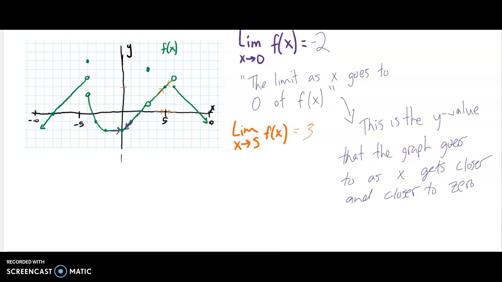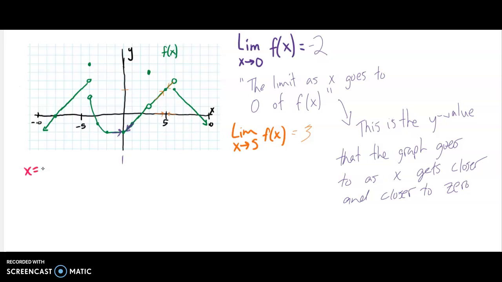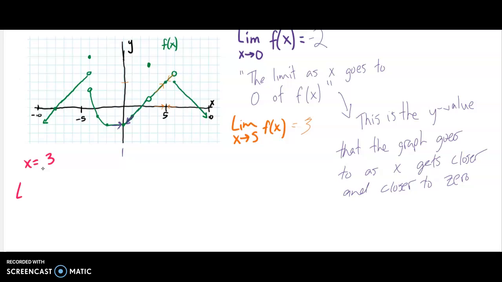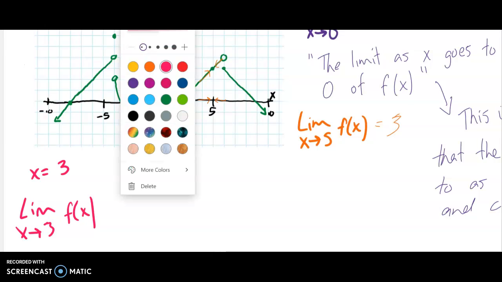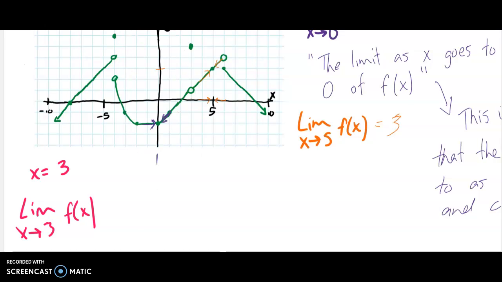The next one that we're going to do, we're going to look at what happens at x equals 3. The way I'm going to write this is the limit as x goes to 3 of f of x. So, let's zoom in a little bit here, and I'll make the pen a little bit smaller. This is x equals 3. Notice I'm coming in there, and I'm coming in here. It doesn't really matter that there's a little hole there. All I want to know is what does the height get closer to as the x gets closer to 3?